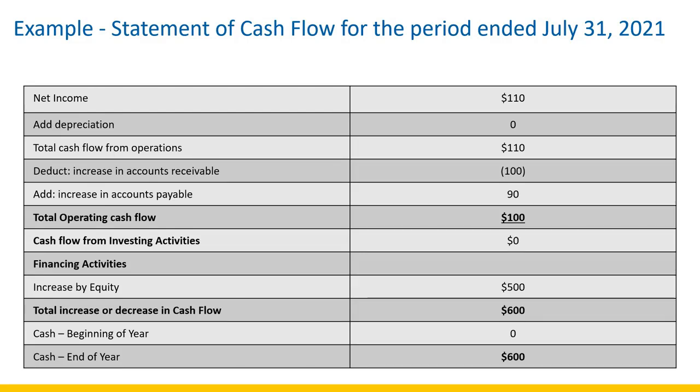I have my net income. I adjust for my operating cash flow activities. I reflect my investing and financing activities. I get a total. I add to the cash at the beginning of the year. It gives me the correct cash balance at the end of the year. This is how a statement of cash flow works.